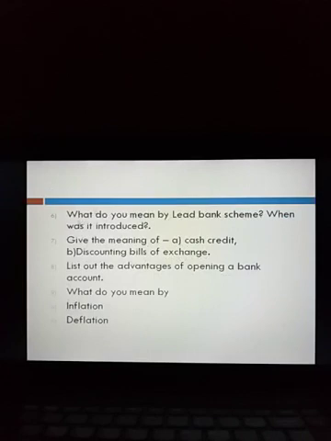6. What do you mean by lead bank scheme? When was it introduced? 7. Give the meaning of cash credit and discounting bills of exchange. 8. List out the advantages of opening a bank account. 9. What do you mean by the terms inflation and deflation? Dear students, please focus on these questions and practice them well. They're often asked in the board examination.